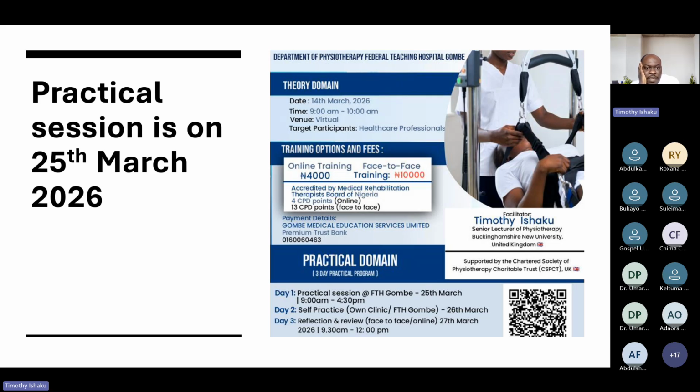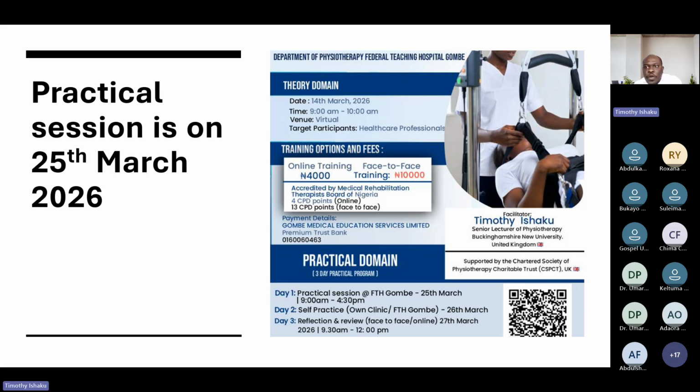And on the third day, if you are in the hospital, we will meet by 9:30 to wrap up and review what we've done, with a bit of reflection. So we go through the logbook you've completed on the second day. But if you are not on ground on the third day, you can also join us online to review the logbook and the reflection of what we've done.